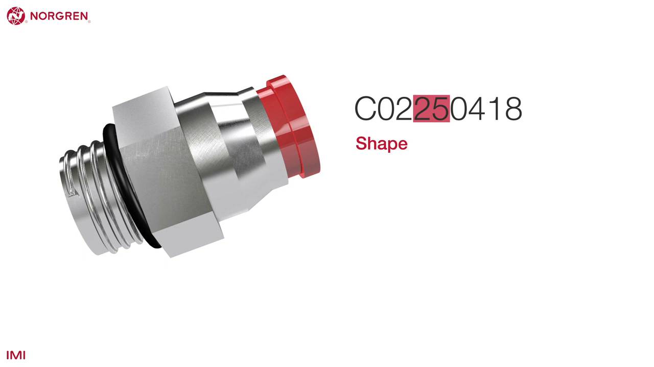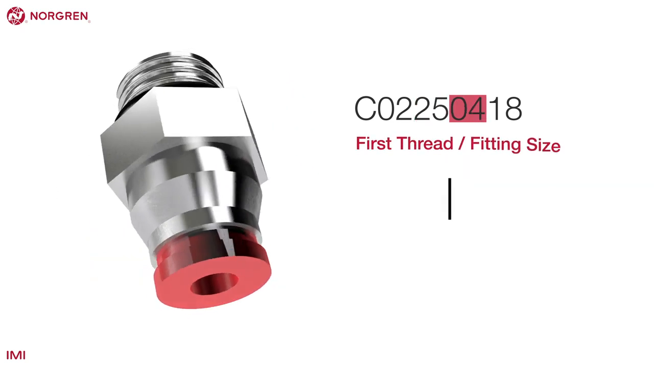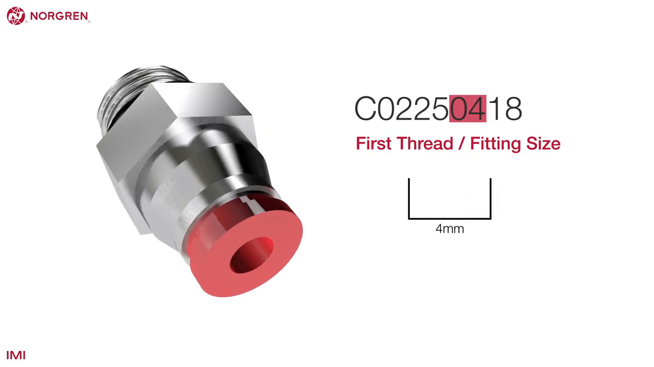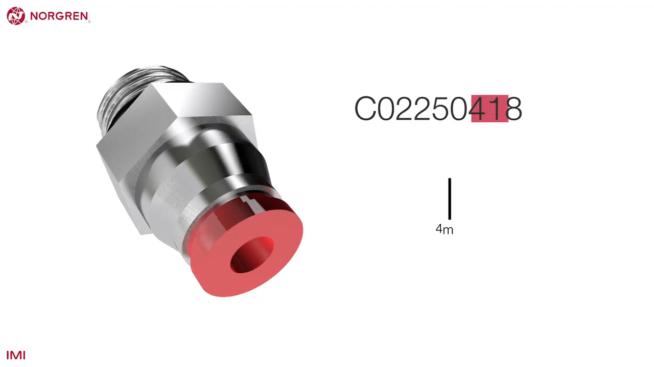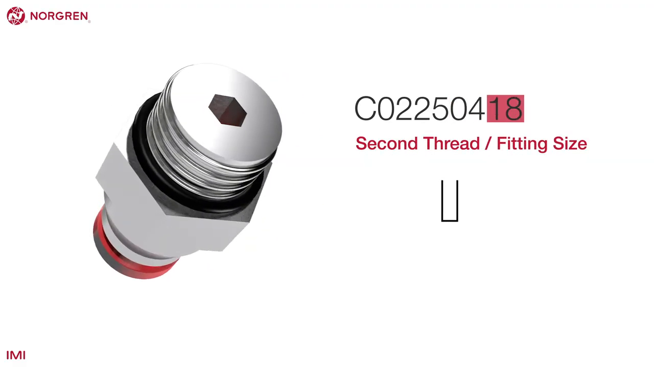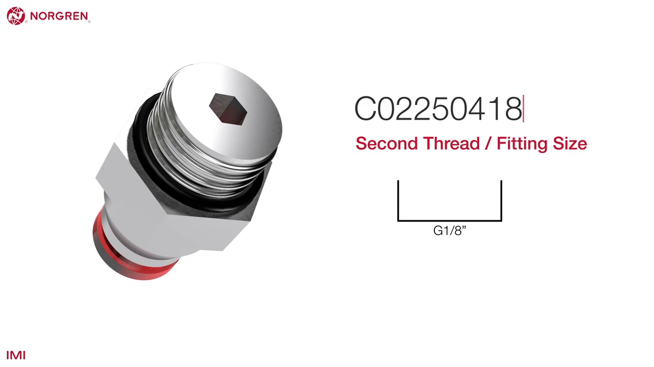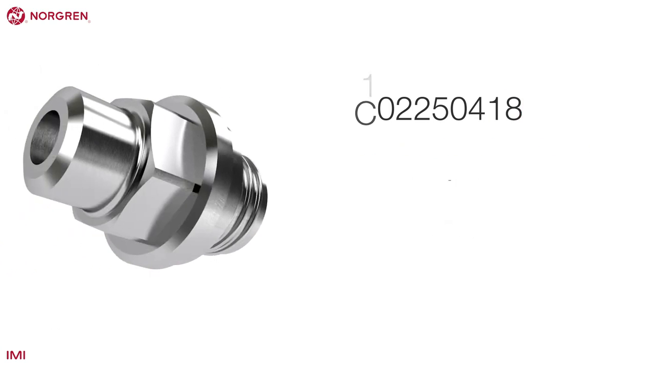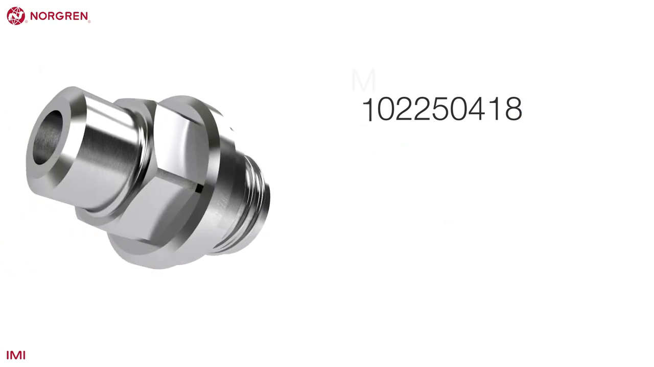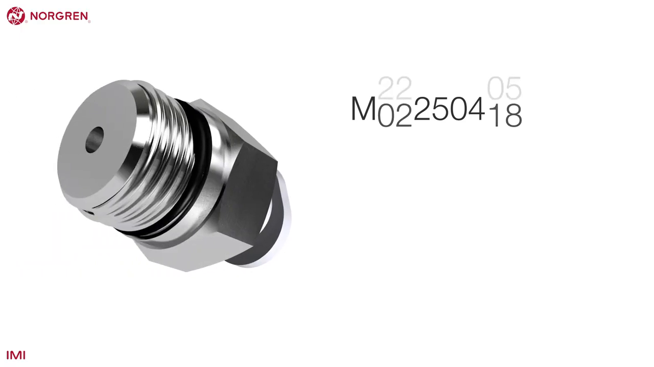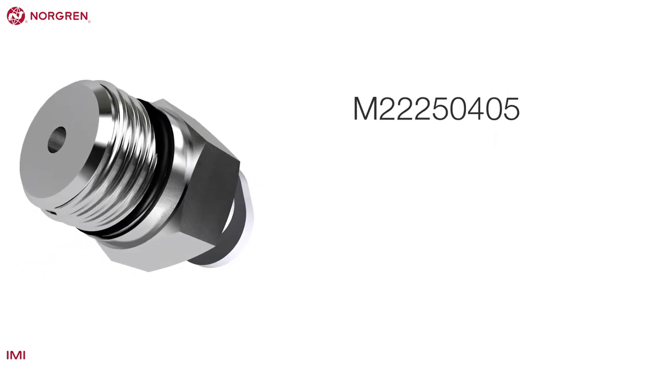This example is straight. Digits 6 and 7 tell us the first thread fitting size, in this case 4mm PIF. And finally, digits 8 and 9 tell us the second thread fitting size, which is G 1/8 of an inch thread. Swapping between parts is just changing the range at the front. An American example might look like this.